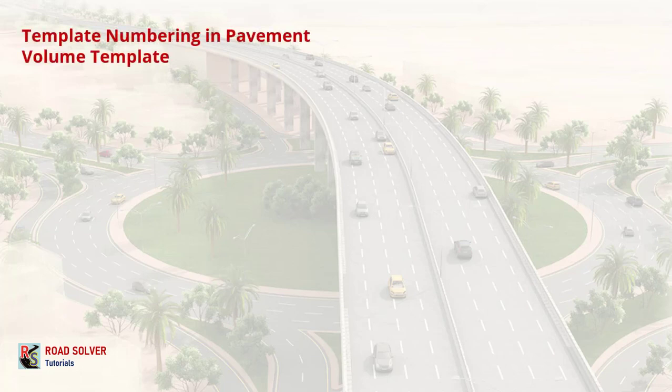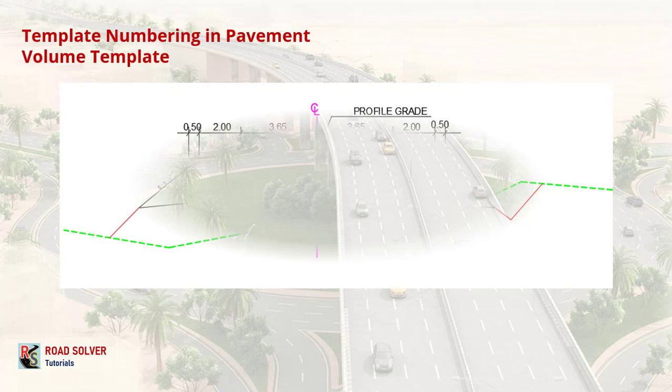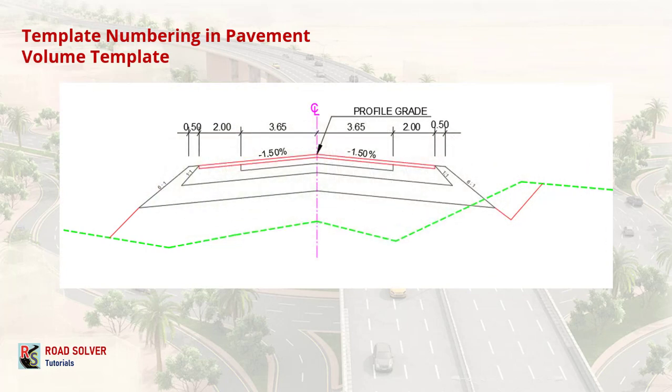Now the template numbering in the pavement volume template. In any template, how to create the template numbers is an important thing. First one is always the PGL point. This PGL point will be 0. The next point is number 1, then number 2, 3, 4, 5, 6, 7, 8, 9, 10, finally number 11.